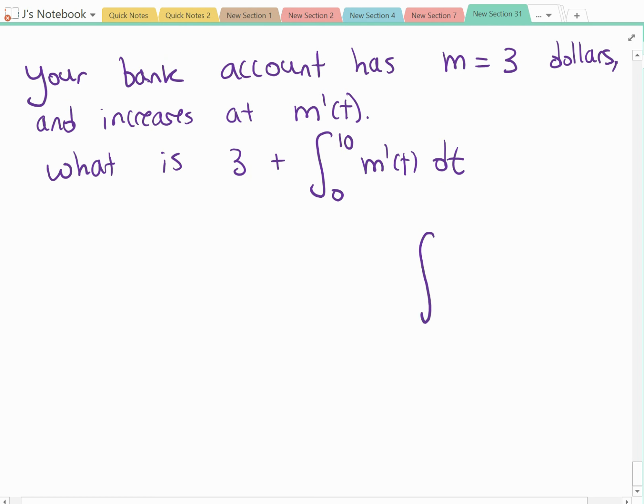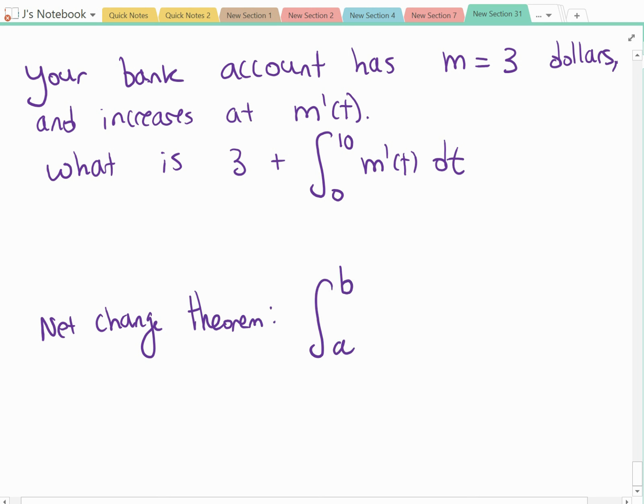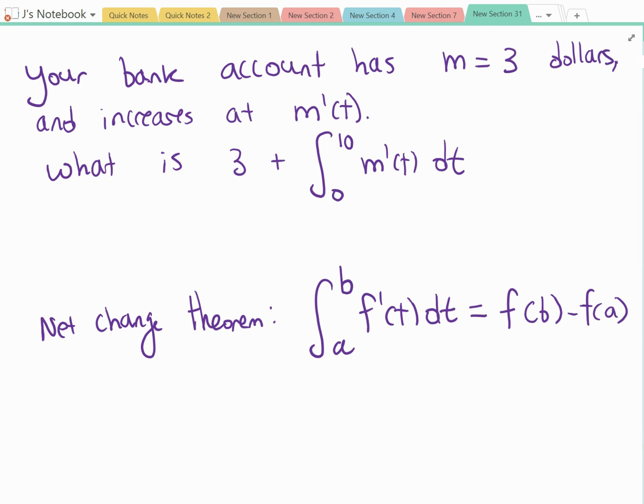So what is it physically? So what does it represent? So net change theorem says the integral from a to b of f prime of t dt is equal to f of b minus f of a. If you take the antiderivative of the derivative, these are inverse operations, you get your original function back, the value of the top bound minus the original function value at the bottom bound. That is a reformulation of the fundamental theorem of calculus.